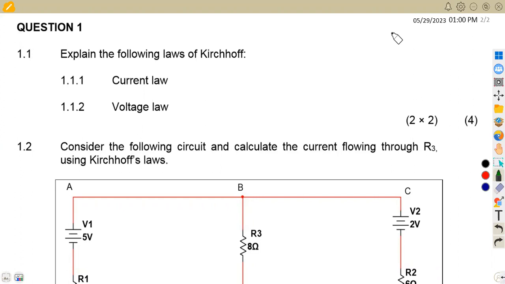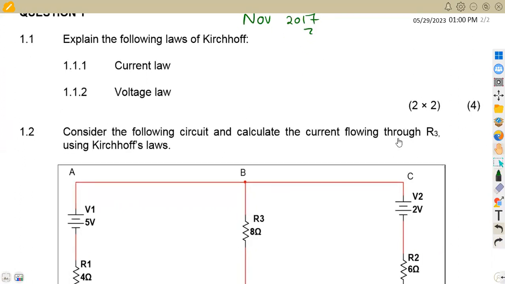So the first part we have got, question number one, from November 2017. That is the November 2017 revision. Let's see what we're given here.